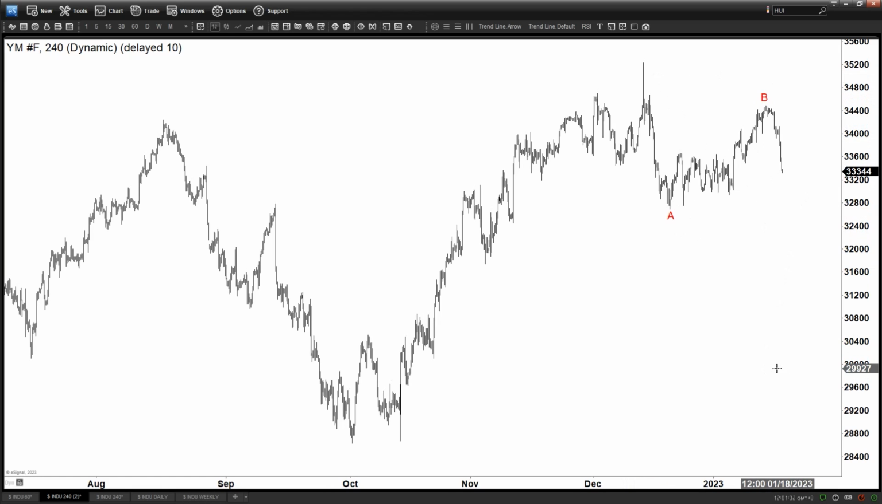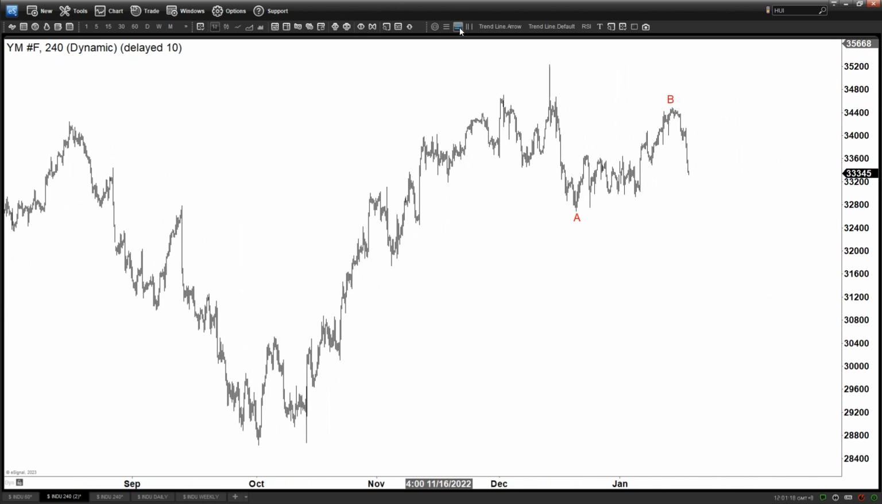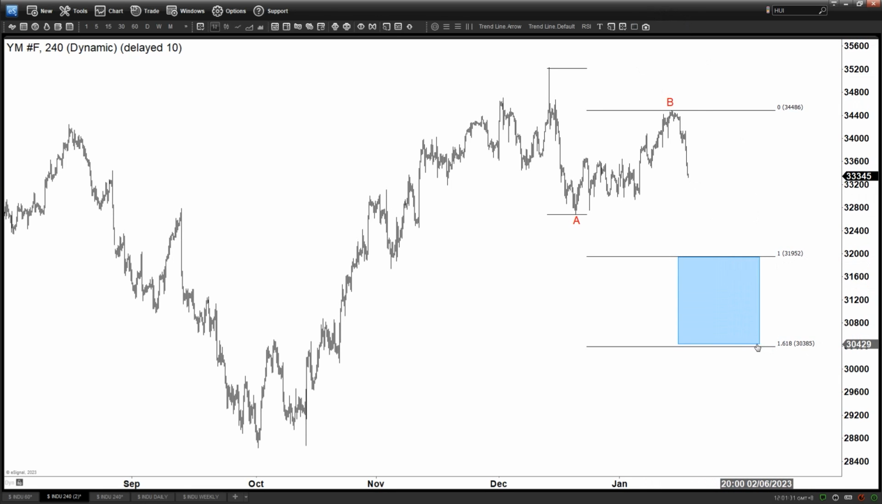So what we are looking at here is a rally that started from October 2022. Now this rally does look impulsive, 5 waves. So now we're looking to do some sort of a 3 waves pullback, right? ABC. So if we mention the extension, the C leg can potentially go to this area here between 100%, 161.8%, 30,385 and 31,952, provided again that this becomes an impulse.